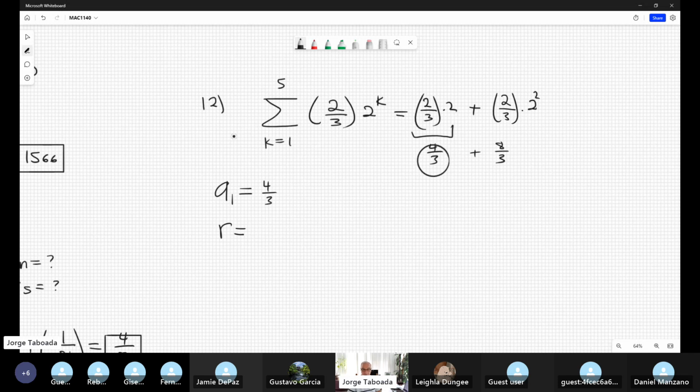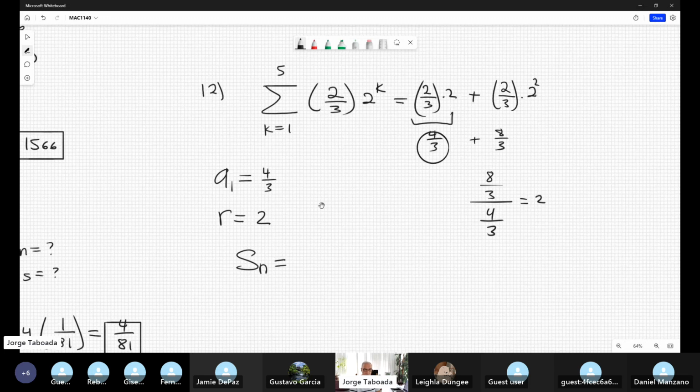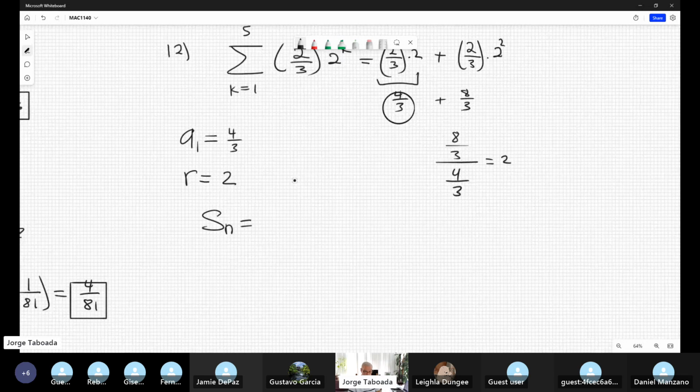Who is the common ratio? You divide 8/3 divided by 4/3. It's always 2. So the common ratio is 2. Okay, now the formula for the summation is S sub n. It's a little bit more complicated. It's A1 times parenthesis 1 minus R to the n power, divided by 1 minus R.